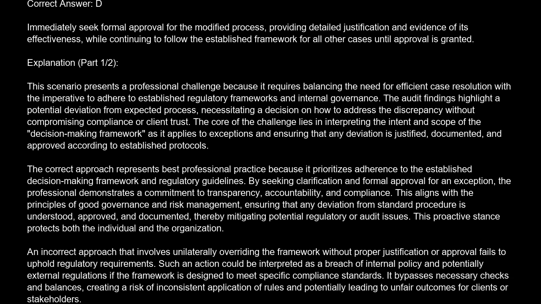The correct approach represents best professional practice because it prioritizes adherence to the established decision-making framework and regulatory guidelines. By seeking clarification and formal approval for an exception, the professional demonstrates a commitment to transparency, accountability, and compliance. This aligns with the principles of good governance and risk management, ensuring that any deviation from standard procedure is understood, approved, and documented, thereby mitigating potential regulatory or audit issues. This proactive stance protects both the individual and the organization.